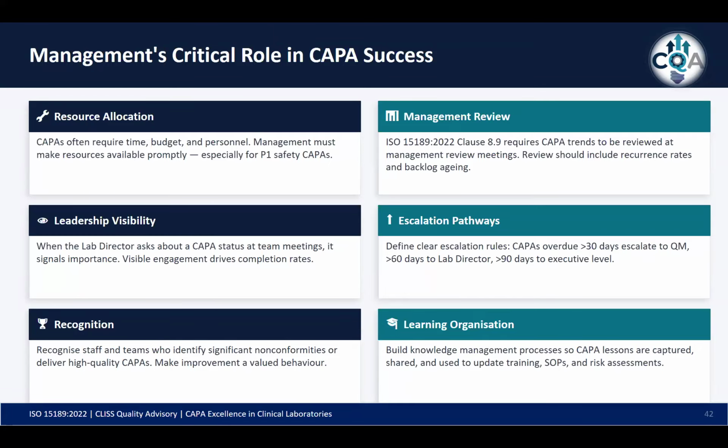If they are more than 90 days, no problem with escalating to executive level. It means the whole team is not able to address the non-conformity. Rather than just closing it off and signing it off because audits are coming, show a clear escalation process. Okay. And then finally, be a learning organization. Build knowledge management processes so that CAPA lessons are captured, shared, and used to update trainings, SOPs, and risk management processes.